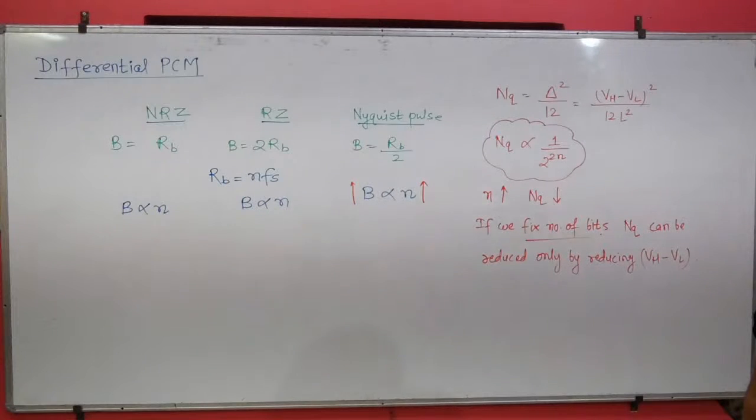Bit duration is the inverse of bit rate. If you want to calculate the bit duration, it is the inverse of the bit rate.